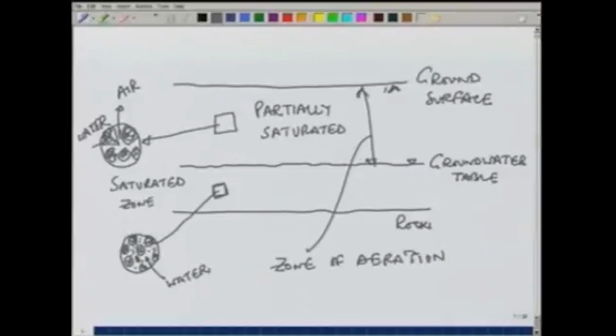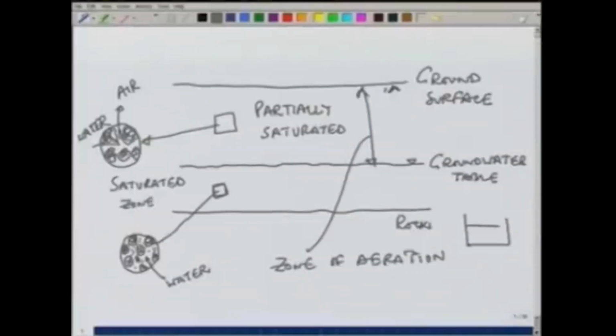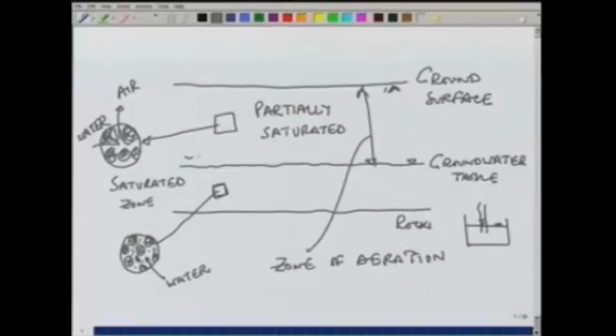Now, in this zone again we can subdivide into three parts. As we know that whenever water is in a tube, it will have a capillary action, because of which it will rise within the tube. This phenomena is known as the capillary rise and occurs because of the surface tension. Same thing happens below the ground level also. So, in this partially saturated zone, there is a thin layer which is known as the capillary fringe.